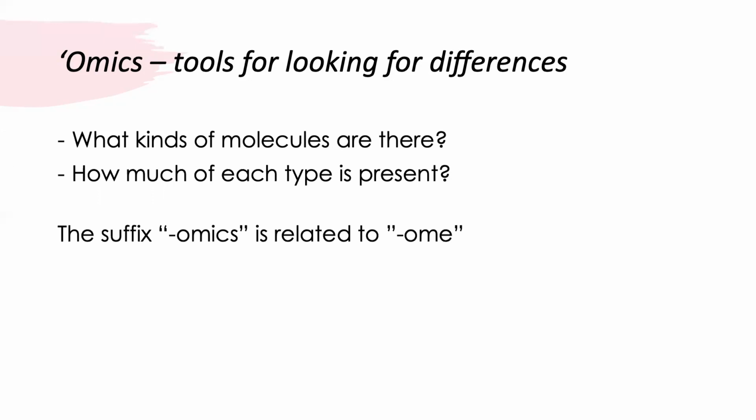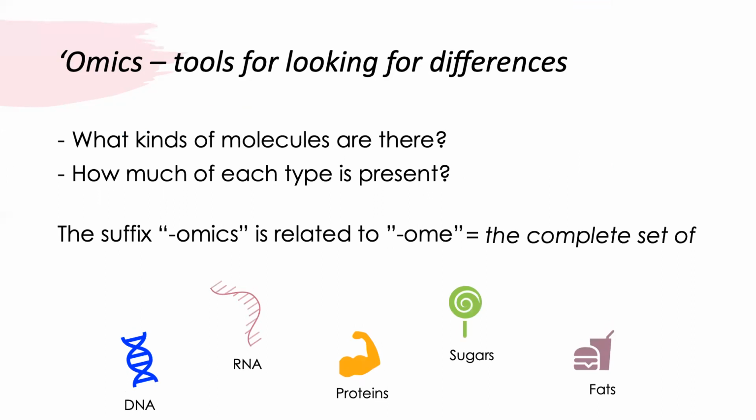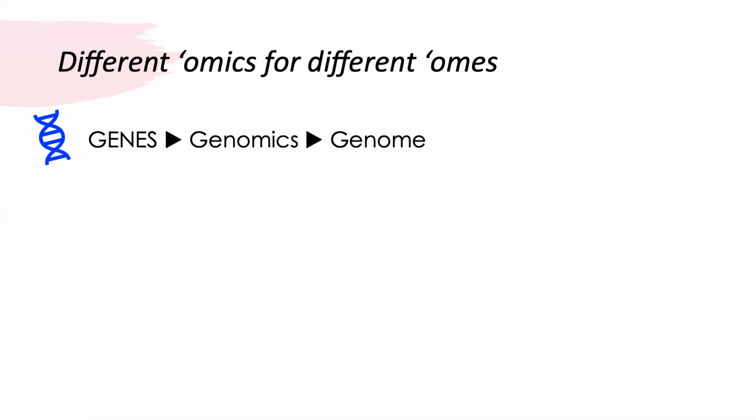The word ending omics is related to the word ending ome, which simply means the complete set of. So we can use omics tools to look for the complete set of biological molecules such as DNA, RNA, protein, sugar, fats, and more. And there are different omics for different omes. So one of the most common ones looks at the genetic information inside a cell. And we call this genomics. And this allows us to understand the genome, the complete set of DNA that is present inside of every cell.